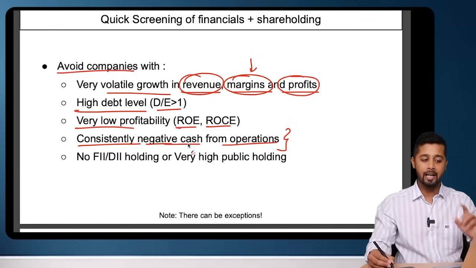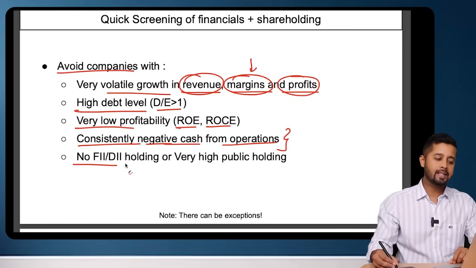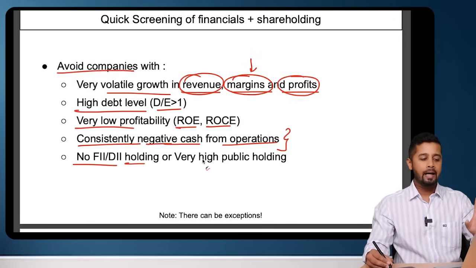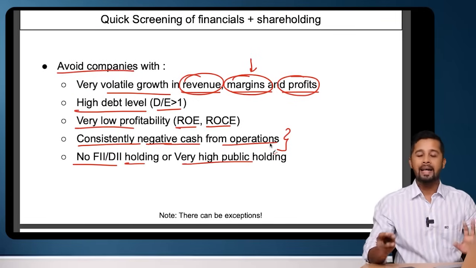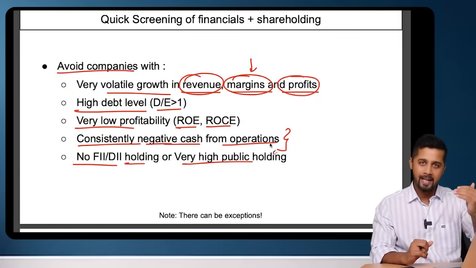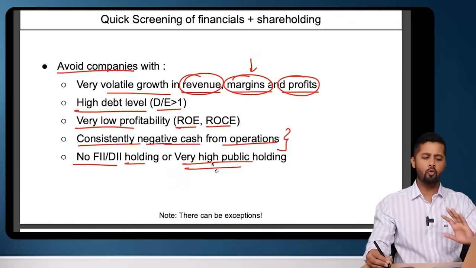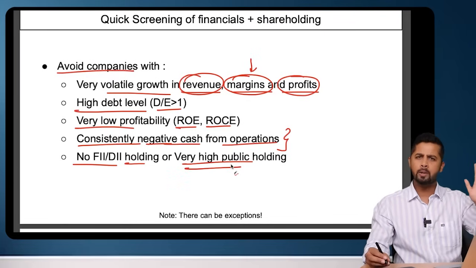If a company has negative cash from operation, that's a red sign. Then I avoid companies that have no FII/DII holding or very high public holding. Ideally, I want a good promoter holding and then some holding from FIs and DIs, and low public holding. That's the ideal scenario. I avoid companies with very high public holding because that becomes very volatile.